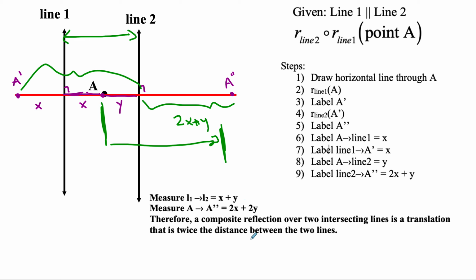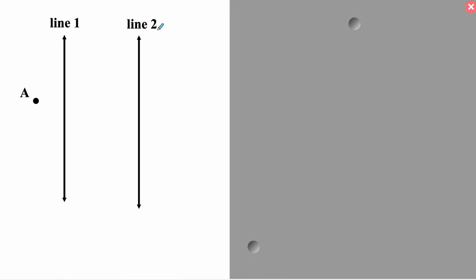Okay? So let's take a look at another case. This was the case where A is between the two lines. Now we're going to look at the case where A is not between the two lines, but to the left of the first line of reflection. That is on the far side of the first line of reflection and away from the second line of reflection. Now remember, when we're doing this, we're going to reflect over line 1 and then line 2. It's going to translate over here, right?